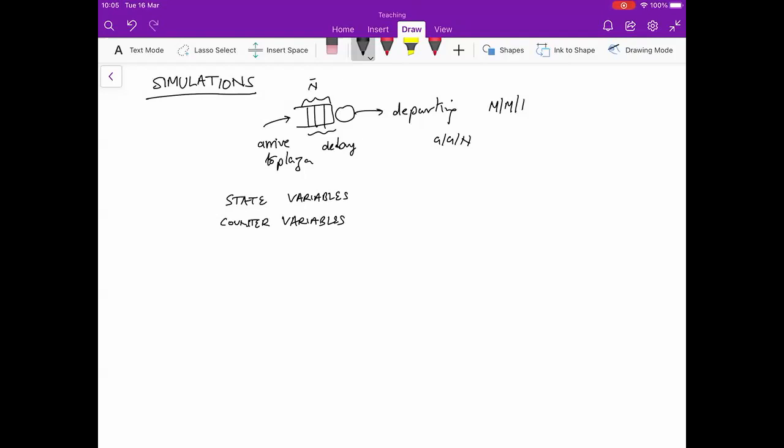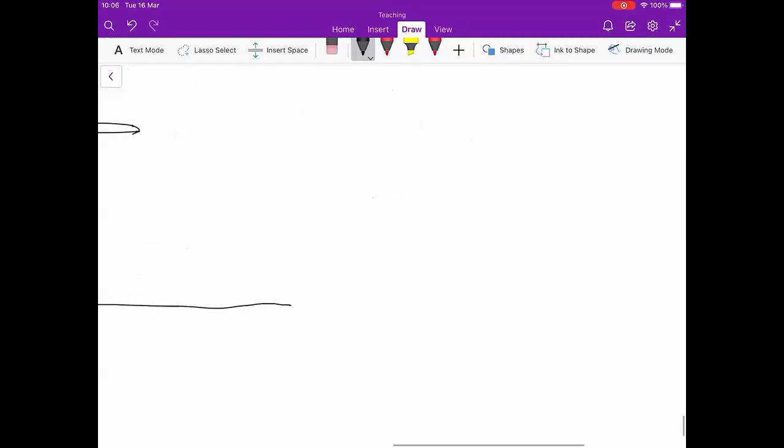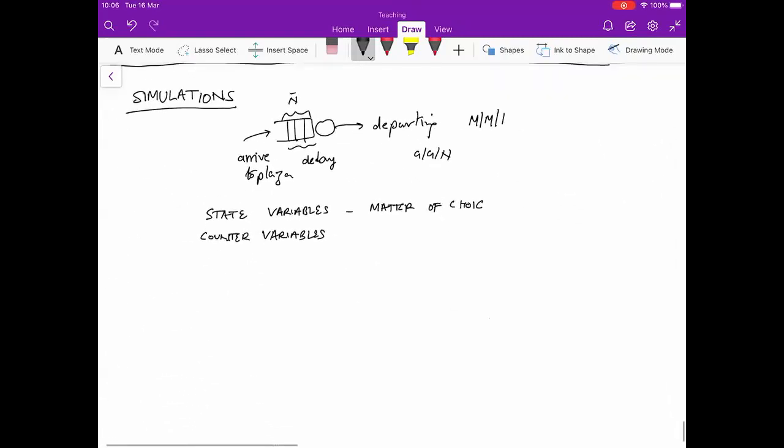Now, in a simulation, it doesn't need to be Markov because you have the past history available to you. You can obviously go and look at the past history for as long back as you want to go. So the state variables are in many ways a matter of choice. There isn't a hard and fast rule, because we're not doing Markov analysis. We're doing an actual simulation.